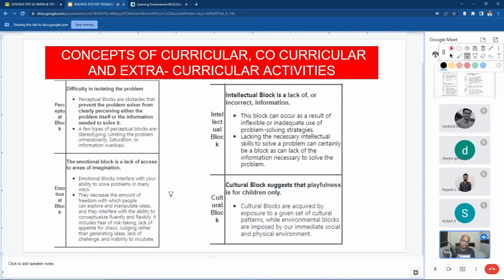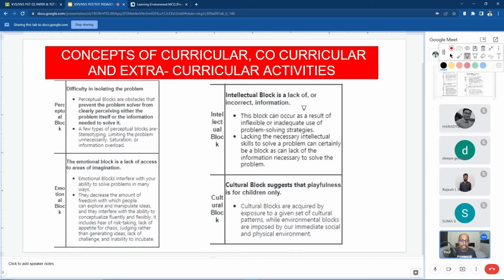Sometimes even you explain so many things to students, but they don't feel what you are explaining, and you say, I tried my best to explain, but you can't understand, because they don't have that kind of emotional understanding of your explanation. They have emotional block. Then intellectual block is lack of or incorrect information.